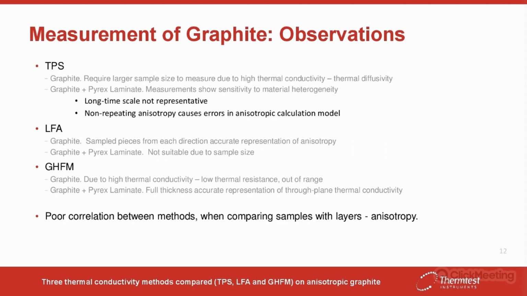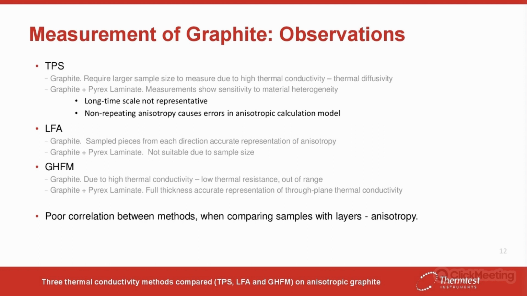The long scale times, which are typically rule of thumb for measuring materials like this, were not truly representative of the material, and that's due to the non-repeating anisotropy causing errors. The LFA data, we were able to get good results on the graphite by itself because of the sample size that method requires. There is some level of anisotropy in that piece, but not the degree that we were hoping for. That would put the through thickness value in the range of these other 2 methods.